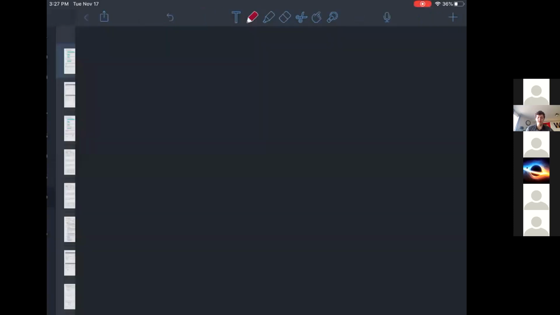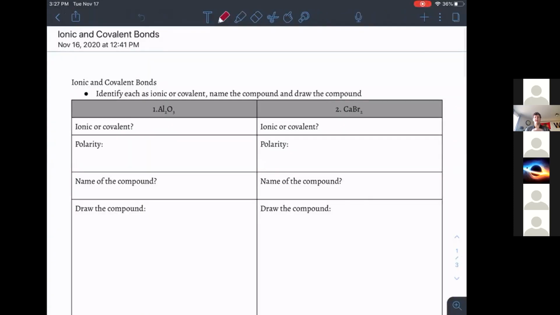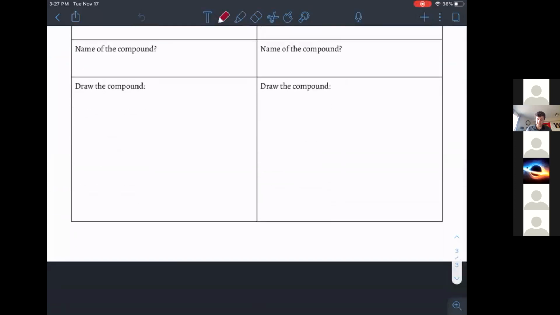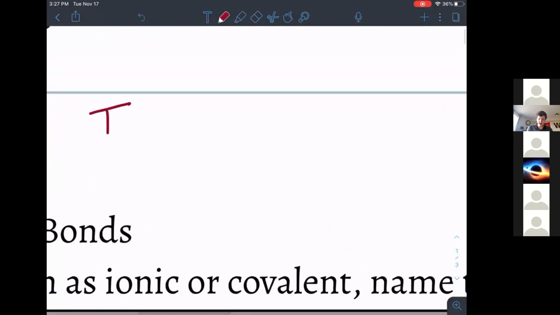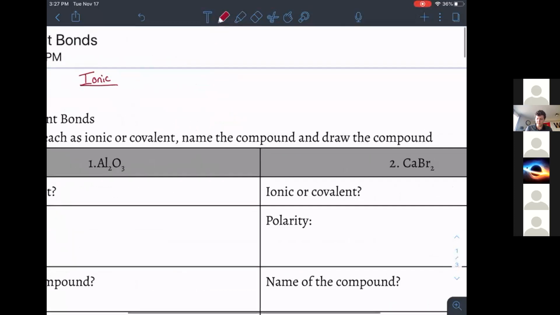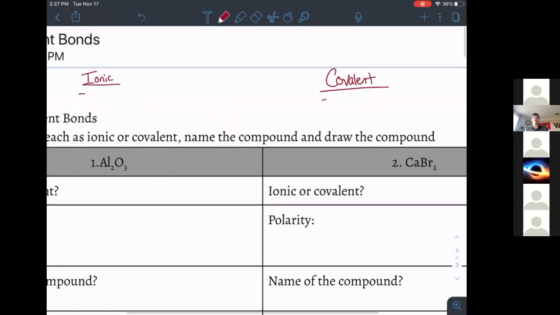All right, then today what we are going to be doing is some practice with ionic versus covalent bonds, drawing, naming, everything combined. So I want to go over a couple things before we go through this. I'll just do it at the top. Ionic versus covalent. So I want to know, just in general, what do we remember about ionic versus covalent bonds? Who could tell me something that we have to do for ionic or covalent bonds for naming, drawing, identification?